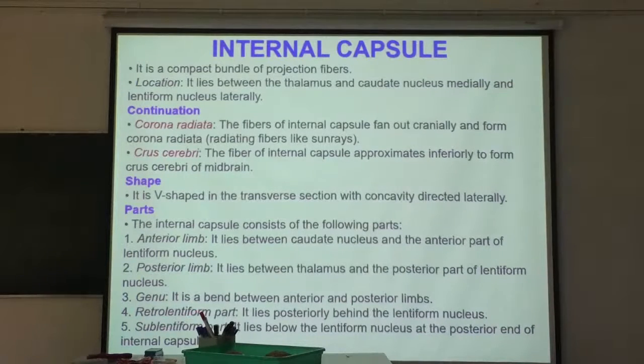Next is retrolentiform part, which lies posteriorly behind the lentiform nucleus, and sublentiform part lies below the lentiform nucleus at the posterior end of the internal capsule. Okay, so these are the 5 parts of the internal capsule.